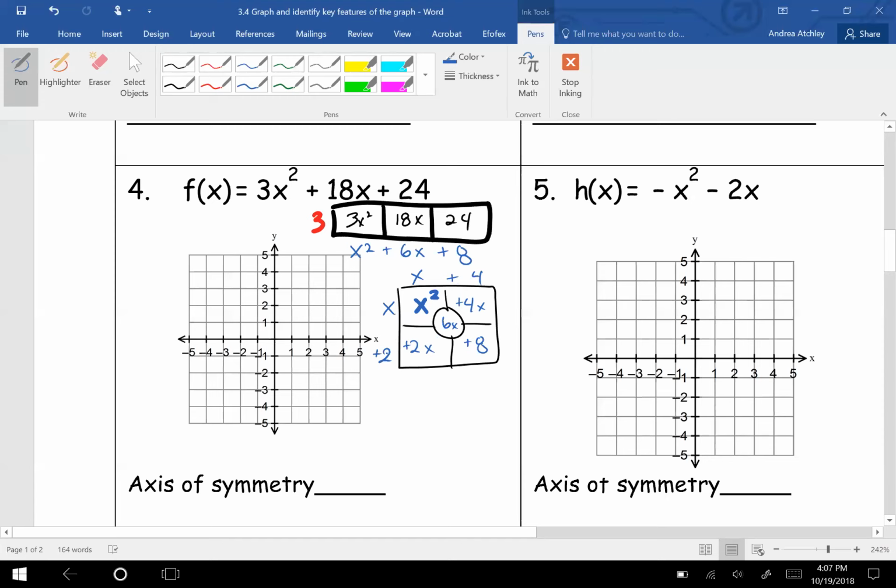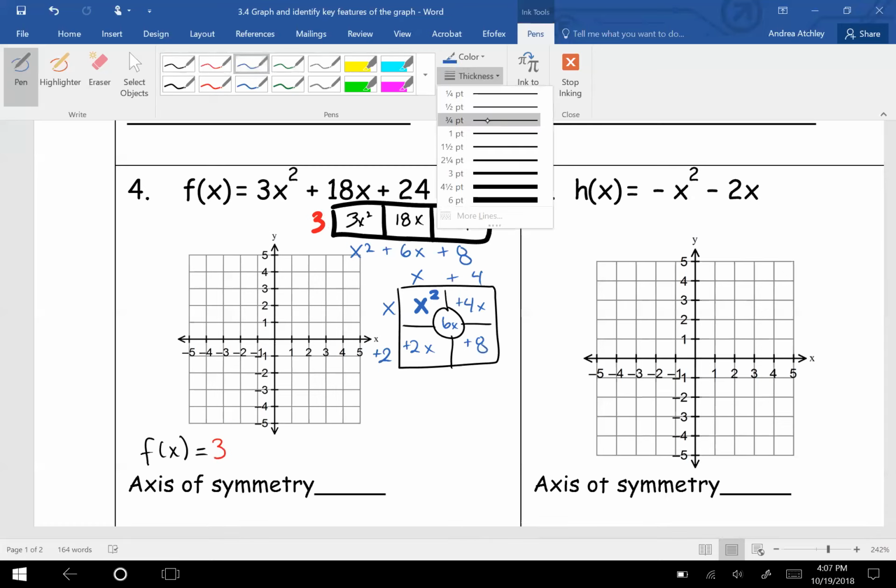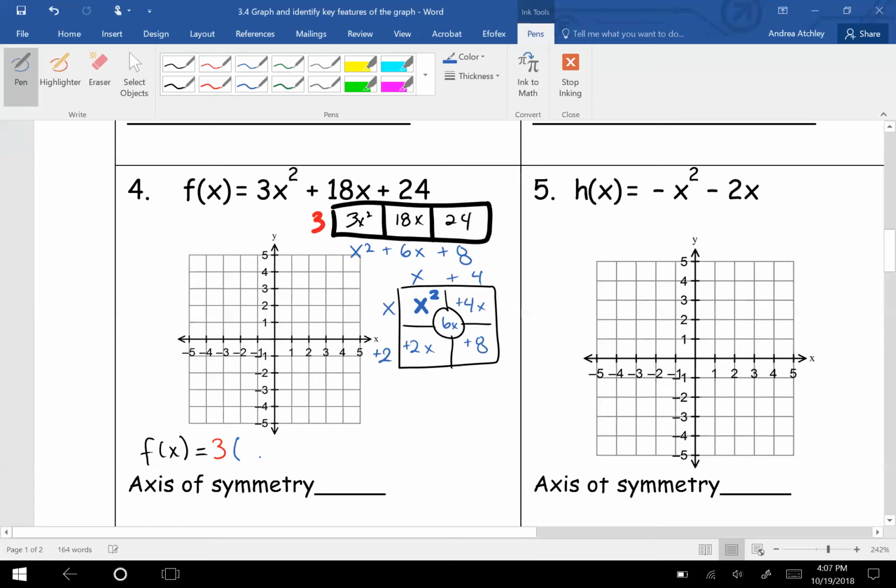So the equation in factored form now is going to be f of x equals the 3 that I factored out to begin with times the x plus 4 and x plus 2. Now remember, you can write those in any order, it doesn't matter. Okay.